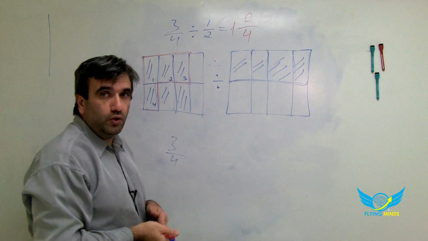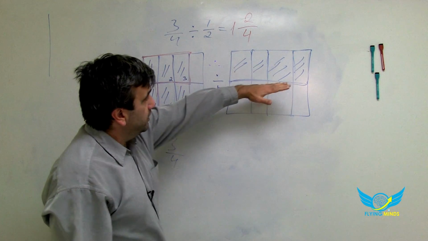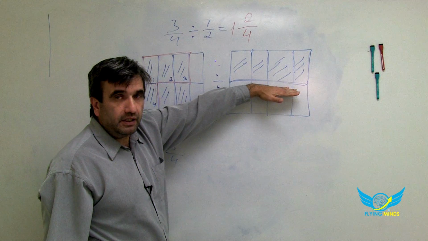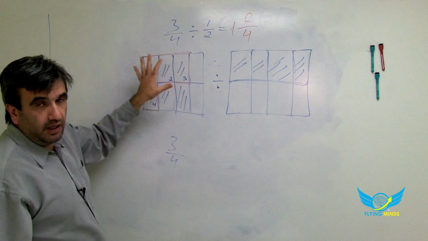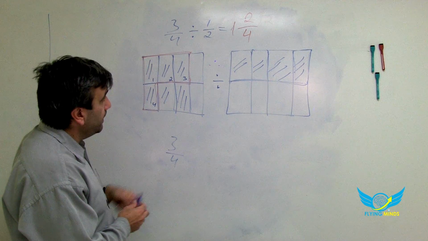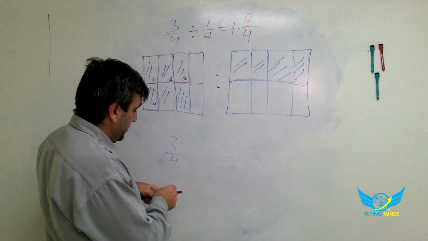So this is how it looks when you're trying to model division. You get a group of 4, and now you count how many groups of 4 you have in here. And we got 1 group and 2 fourths.